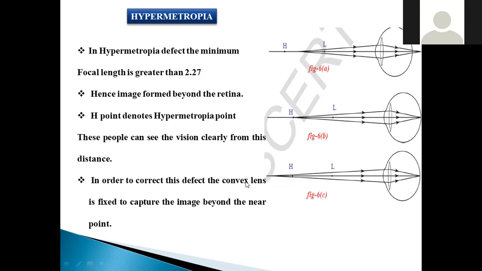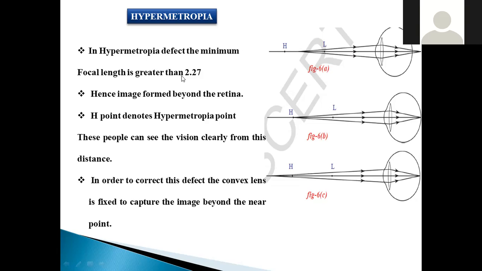If the picture is present away from this hypermetropia point, in this case also you can clearly see the image of that. That means far away objects are very clearly visible. The objects which are near to the human eye are very difficult to see, right? The H point in hypermetropia stands for the minimum distance up to which vision is clear. Before this H point, the vision is blurred. That point is said to be the H point, which is the hypermetropia point.